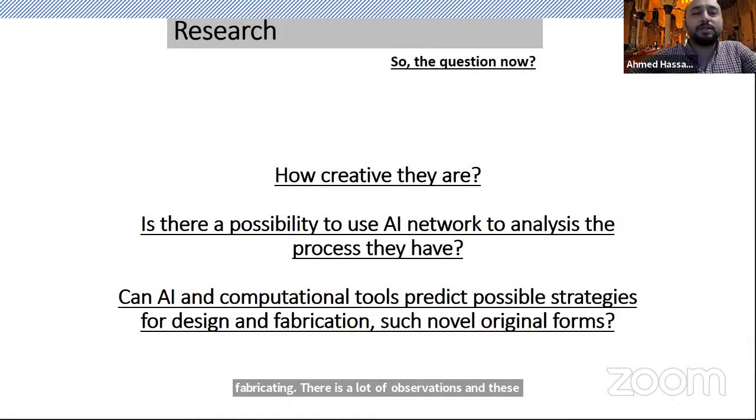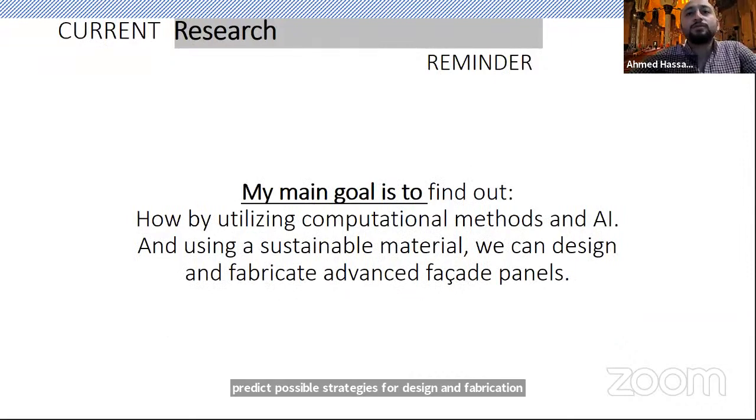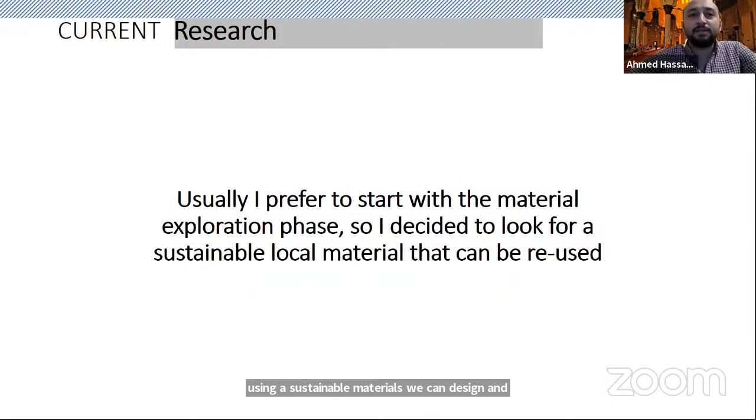So I actually have a lot of questions after looking and digging for observations. How creative they are. I'm talking about nature and creatures out there. Is there a possibility to use an AI network to analyze the process they have? Can AI and computational tools predict possible strategies for design and fabrication of such novel, original forms? So I'll put a reminder. My main goal is to find out how, by utilizing computational methods and AI and using a sustainable material, we can design and fabricate advanced facade panels.